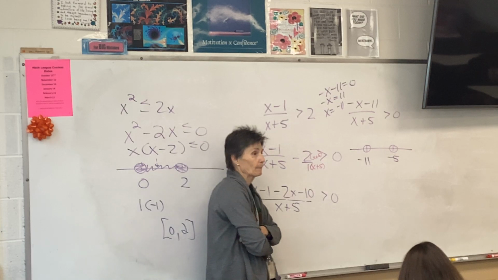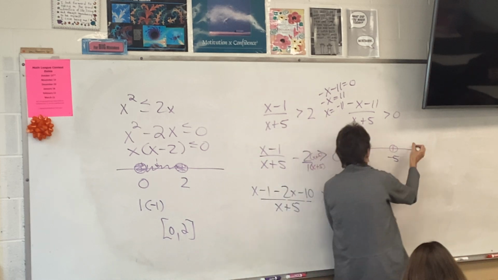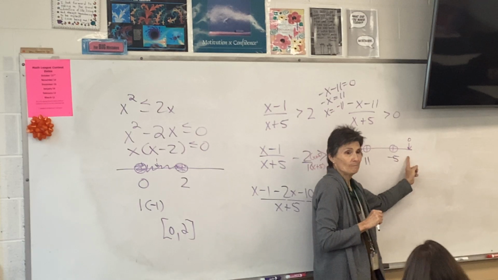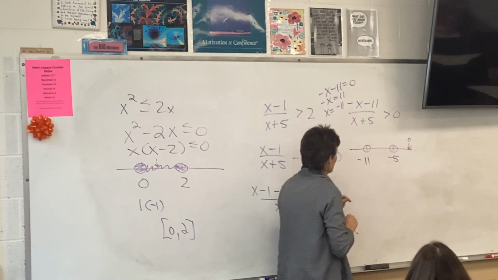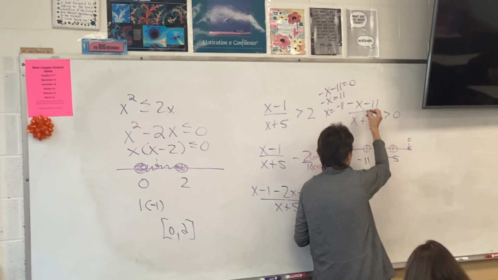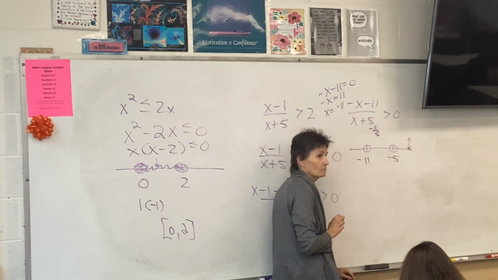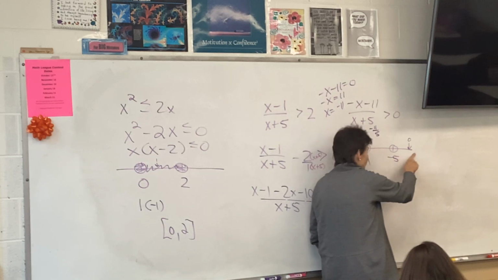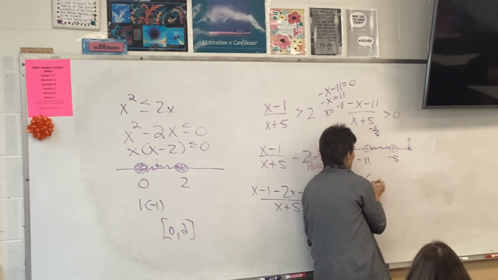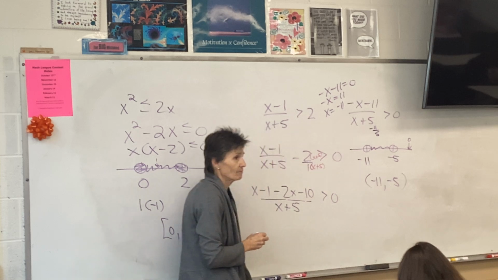All right, now what? Pick a number. What number do you want to pick? 0. I like 0. 0 is my favorite pick all the time. But 0's out here, right? So I'm going to put 0 in. I get -11/5. If I put 0 in, that's what I get. Is that bigger than 0? No. So I'm not going to shade there. I will shade here and not here. So this time my answer is just -11 to -5.